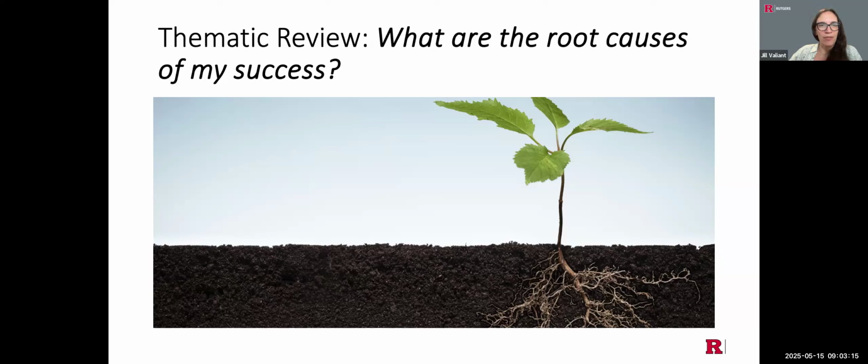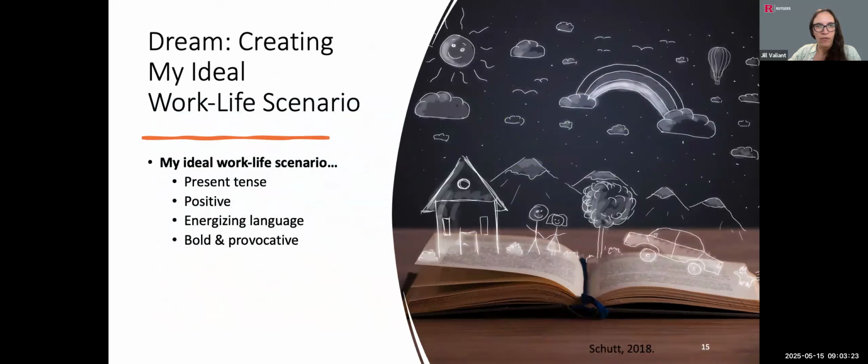Okay, so we've made it through our define, we've made it through our discover. And now we are going to keep on working through our phases. We're going to get to the dream phase now. So in this next phase of appreciative inquiry, we work with somebody to help them develop an ideal work-life scenario.